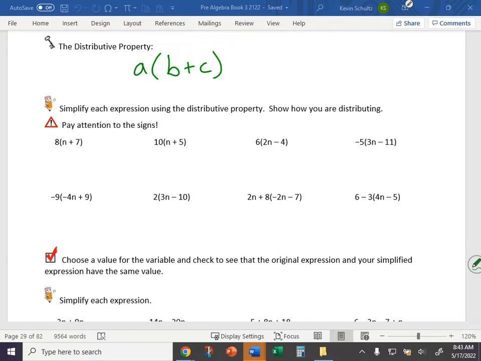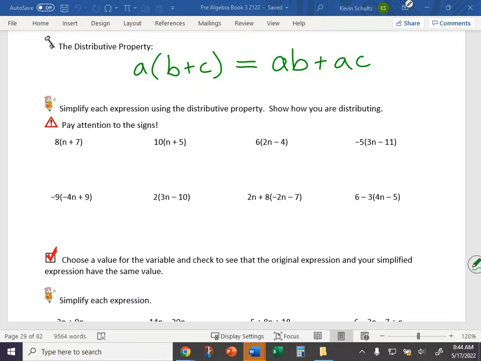So what do we do? Okay, the distributive property says that A times B plus C is equal to, anyone know before I write it down? Anyone remember this? Okay. A times B plus A times C. Okay. A times B plus C, with B plus C in parentheses, is equal to A times B plus A times C.